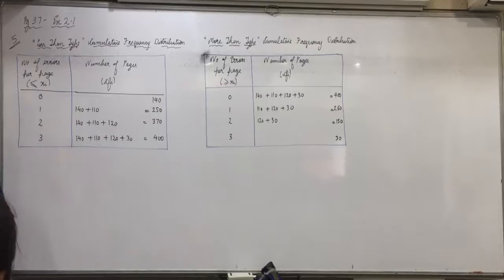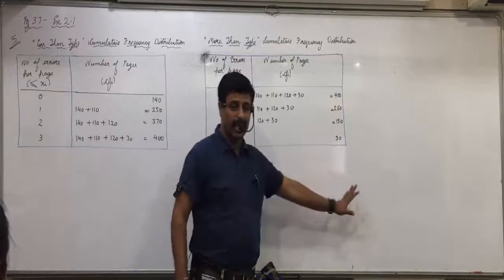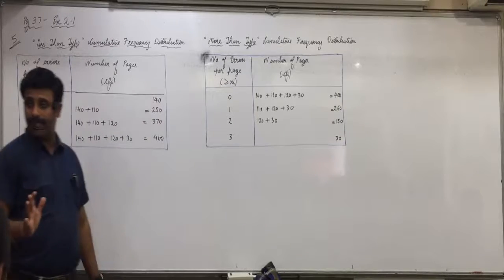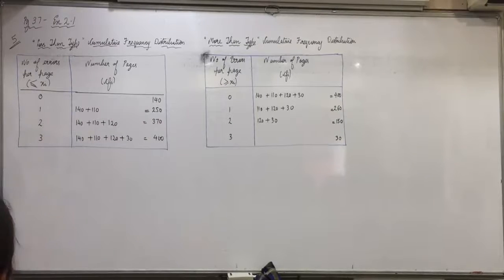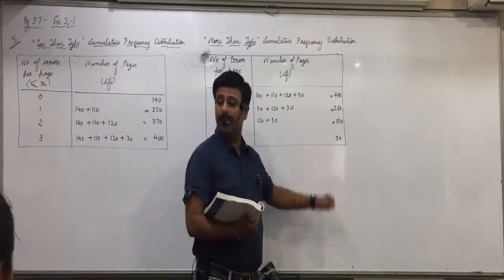So here you write from bottom to top. Now again understand the logic. How many pages have 3 errors? 30. So if I say more than or equal to 3 errors, then there are only 30 pages with that. Because more than 3 errors are not there, equal to 3 errors are only there. Now if I say more than equal to 2 errors, then that will include 2 errors also and 3 errors also. So more than equal to 2 errors are 120 plus 30, 150 pages.